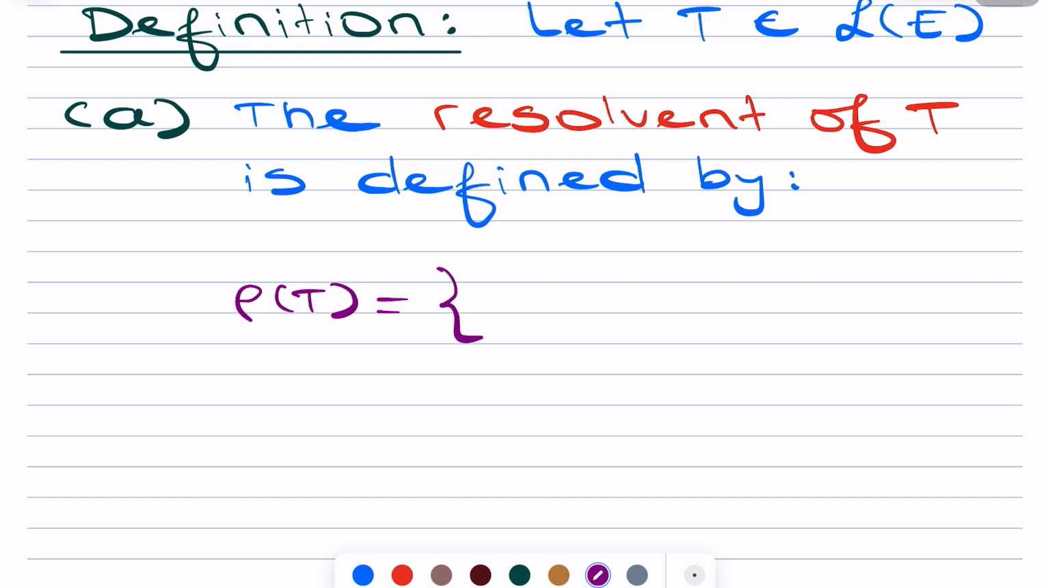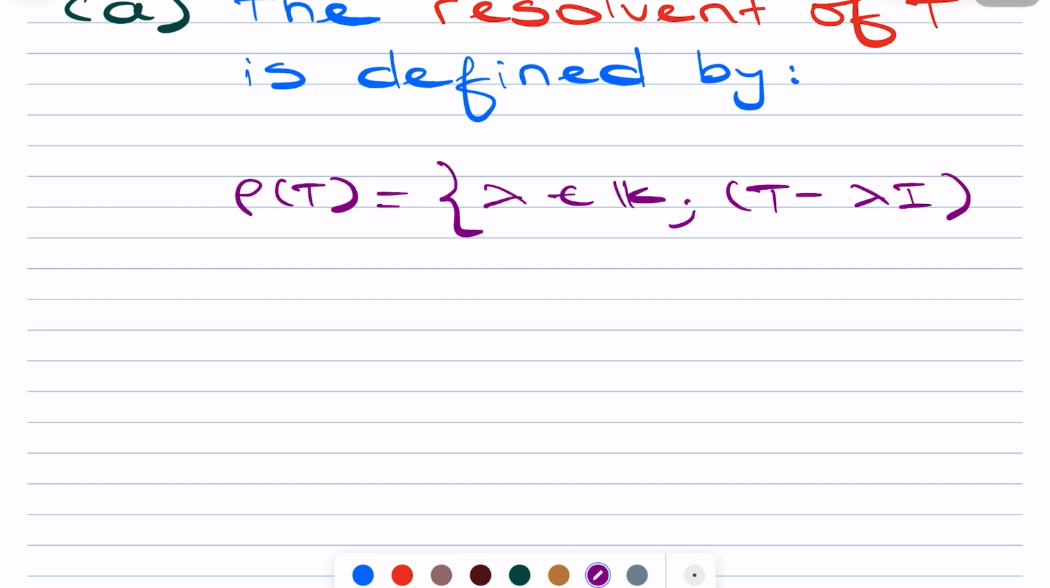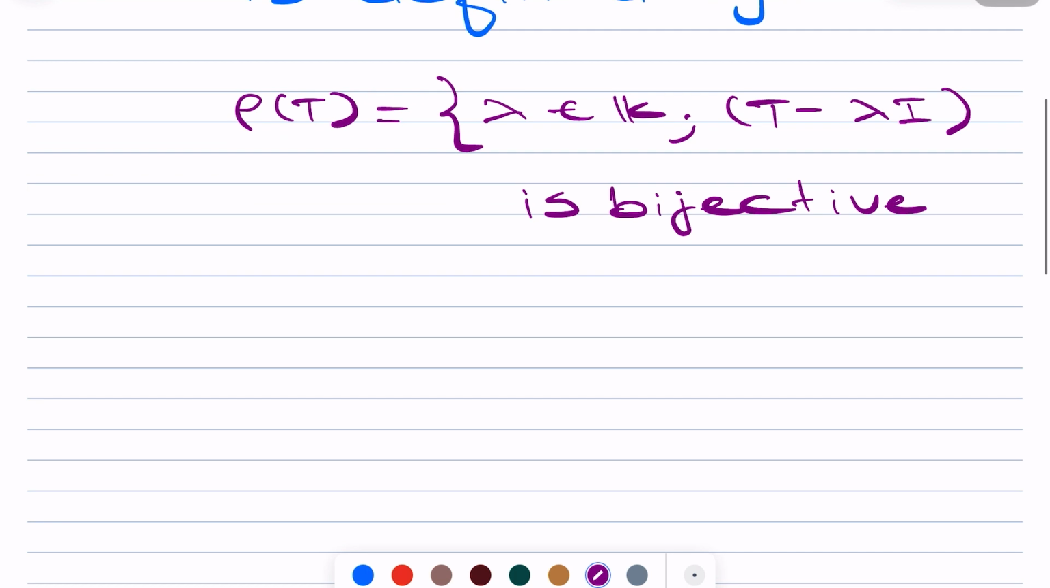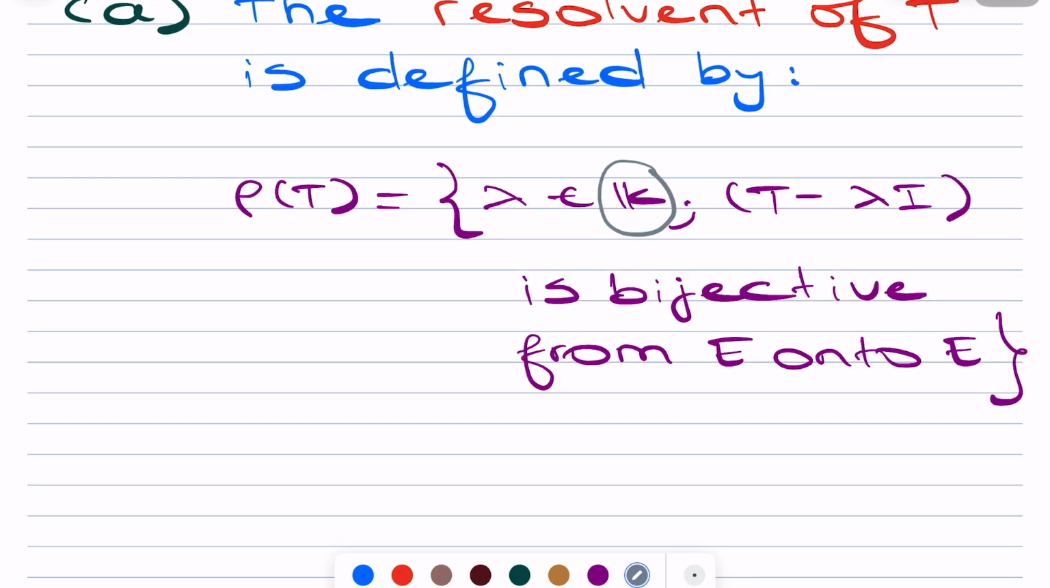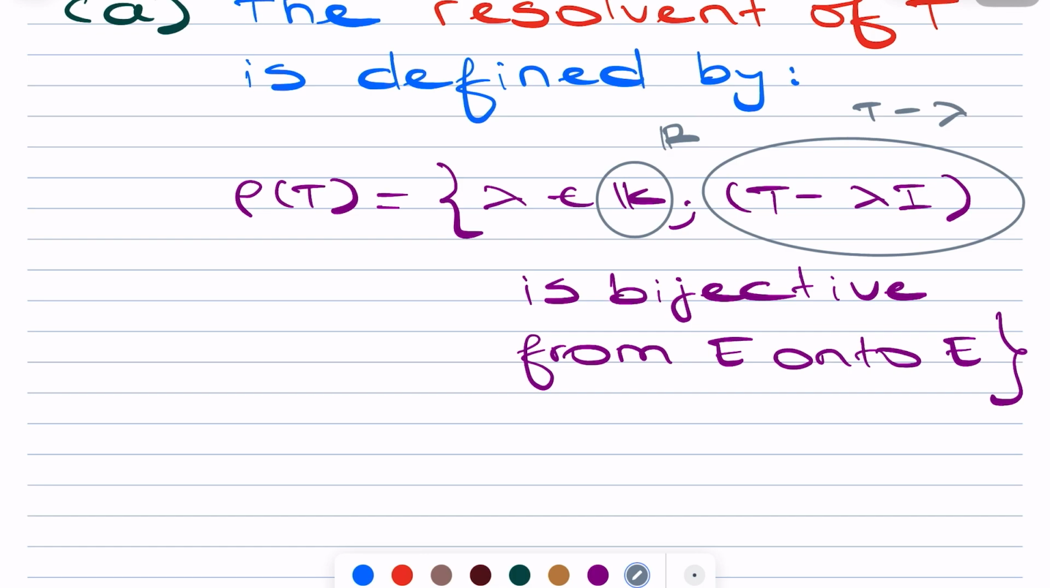Those are the set of lambda in K, the scalar field, such that T minus lambda times identity, at times I will just write T minus lambda, so those are the lambda in K such that T minus lambda is bijective from E onto E. By the way, we basically work on the scalar field R, but you can also make it on C, there is no problem. And as I said earlier, we often write T minus lambda instead of T minus lambda times the identity operator that I denoted by capital I.